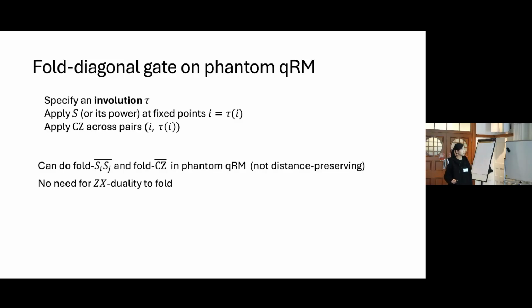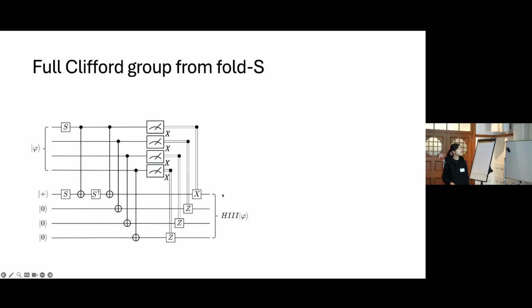So I just want to mention that, previously, you usually required a code to have certain ZX duality for you to fold a gate, but it's actually not really required. And so to get to the full Clifford group, we are still lacking Hadamard. And this is a gadget to get it. So let me explain how to do it.